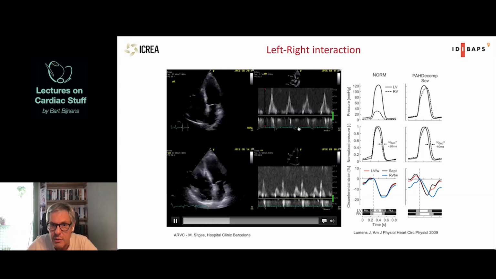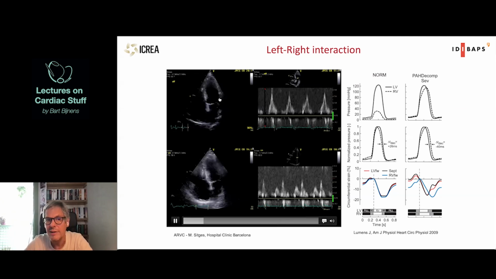But when you look at the timing, you see that after the T wave, there's a whole long period, which would be the isovolumic relaxation time, where there's no inflow whatsoever. So this is a very abnormal inflow pattern in the left ventricle. But the thing is, there's probably not a lot of left ventricular disease. The problem is there's right ventricular disease.